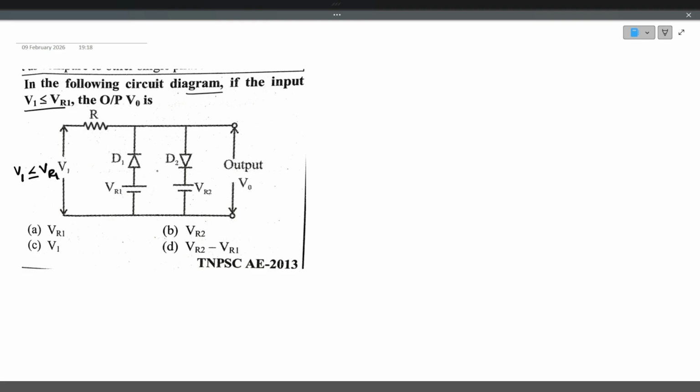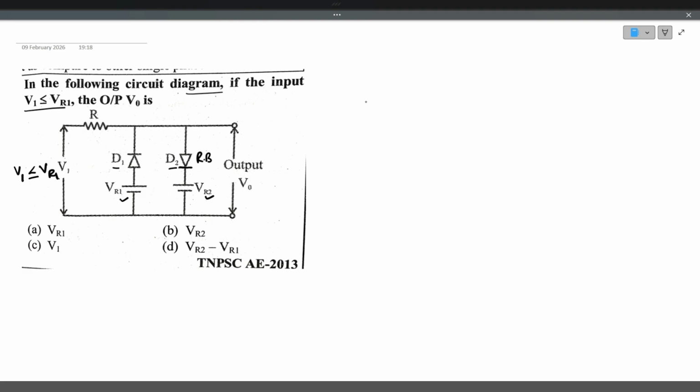In the circuit, if you see, we have two diodes, D1 and D2. D1 has the positive reference voltage of VR1 and D2 has the positive reference voltage of VR2. If you observe carefully, D2's N terminal is connected to the positive terminal. So D2 is basically reverse biased. He is giving the condition V1 is less than or equal to VR1.